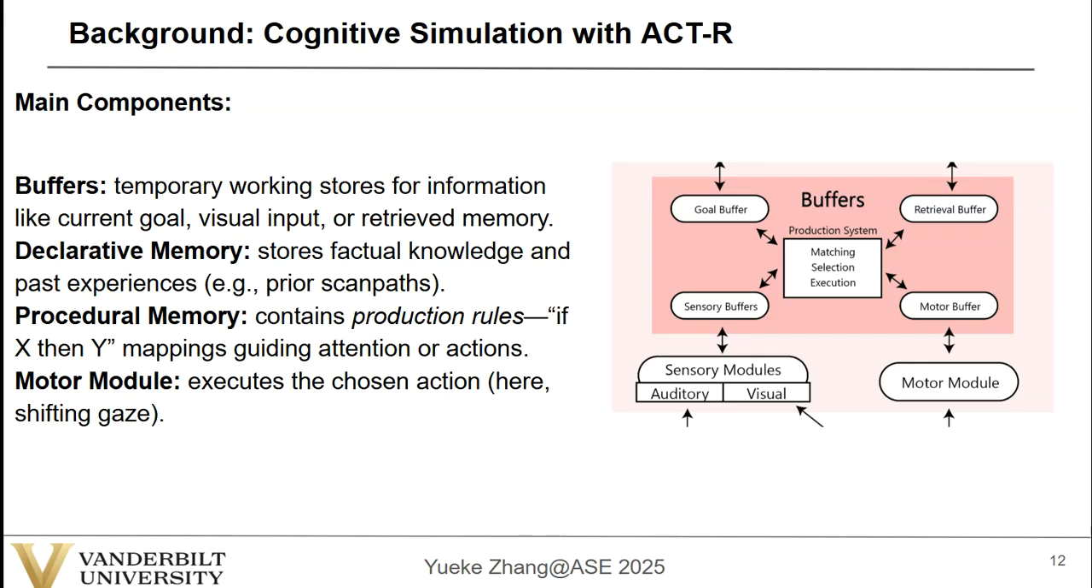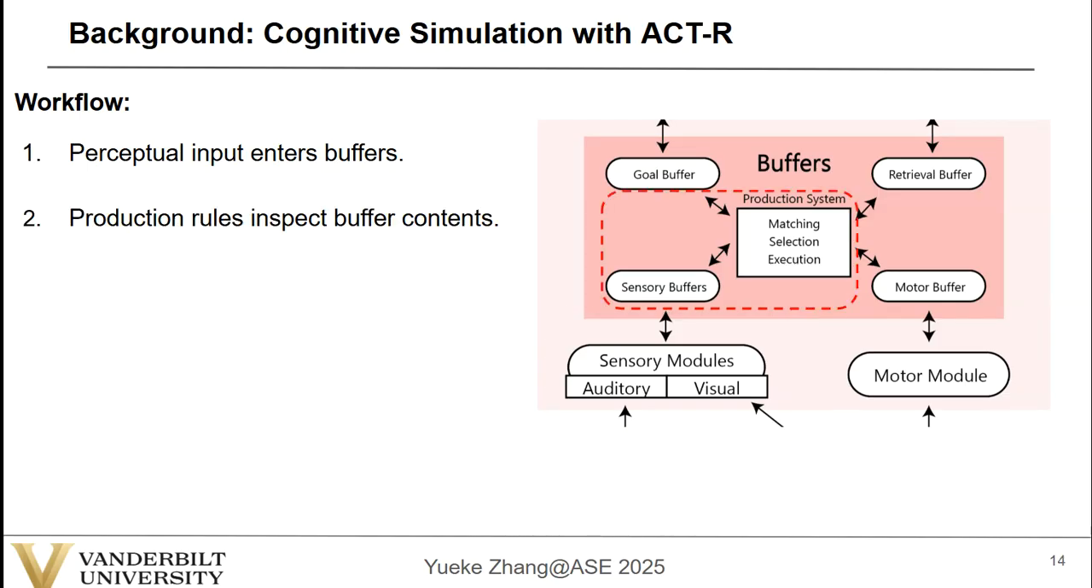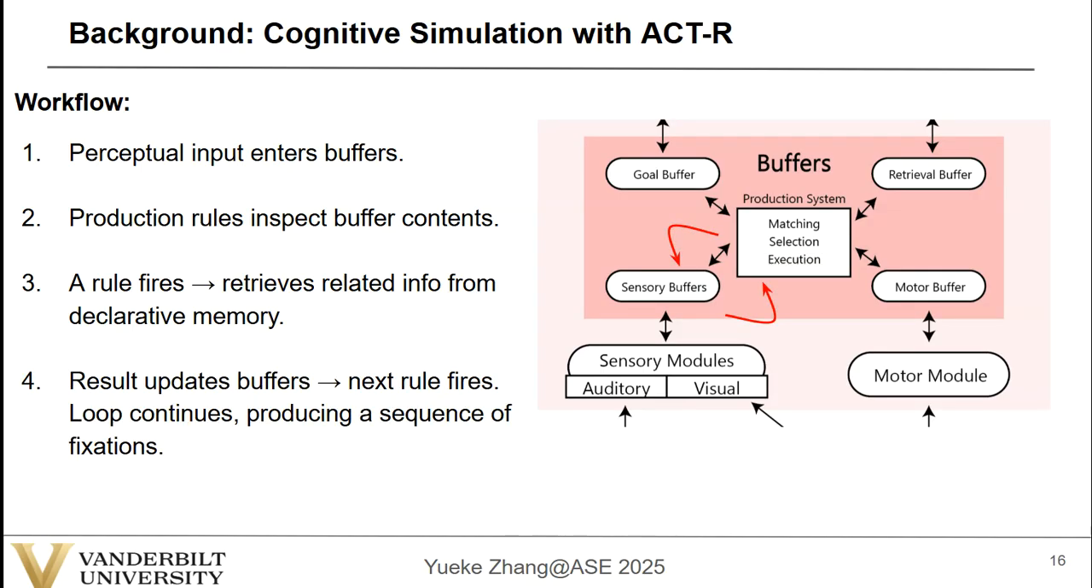So let's see how a step runs. First, the visual module encodes what you see, and the information is stored in the visual buffer. Then the model retrieves what it needs. The production rules test the buffer contents, and if several rules may fit, the system picks one rule to fire. The rule requests an action like retrieving a fact, moving the eyes, or pressing a key. Then the buffers change and the cycle repeats. The loop runs many times per second and drives the behavior.